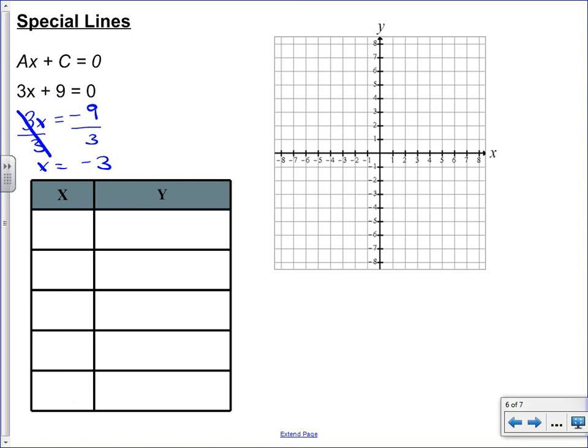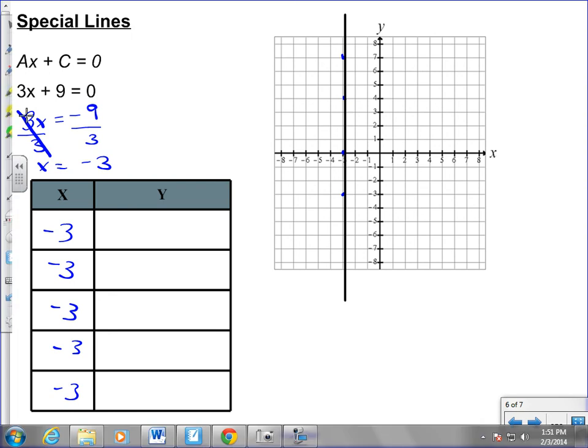So if I have x equals -3, that's telling me that no matter what y values I choose, x will always be what? -3, -3, -3, -3. No matter what y values I choose, there's no y there. It's kind of like working backwards. I'm not going to fill in the y column, but it'll be a vertical line. Doesn't matter what points you choose. You can choose all of them or a couple as long as it's a vertical line.